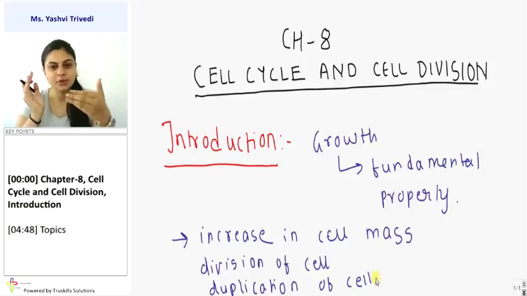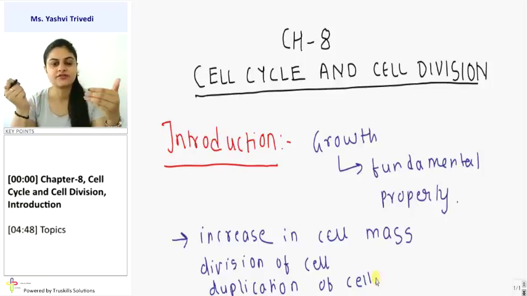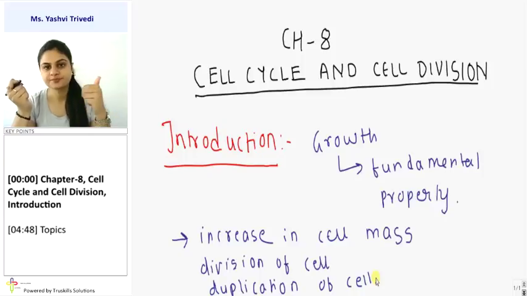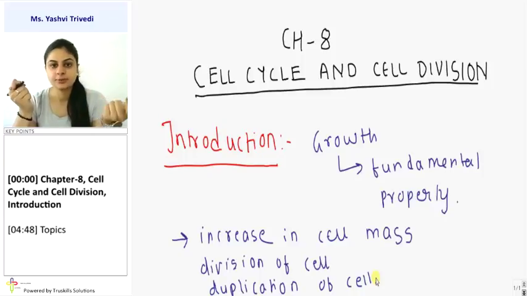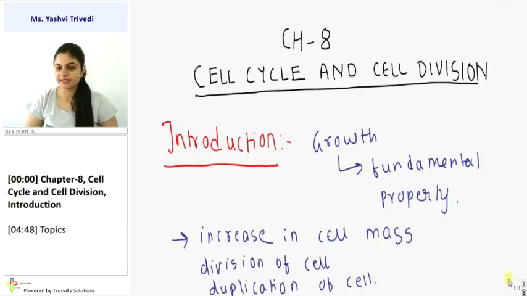So these three are the important events for the growth of a multicellular body. Increase in the cell mass, duplication of the genetic material or the cellular mass, and then equal distribution of that mass by dividing the cell into daughter cells. So these are the important events.